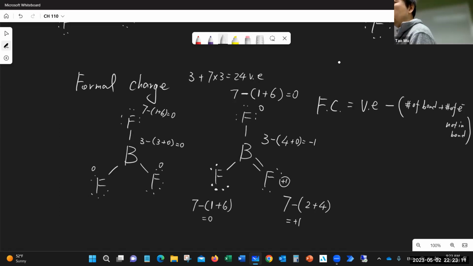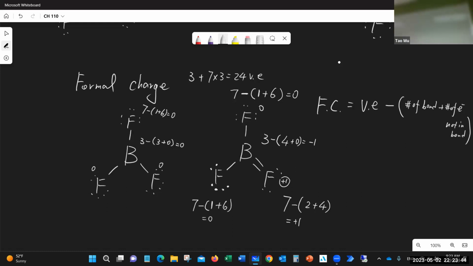But in this one, one is positive 1 and one is negative 1. So the conclusion is the structure that has more zeros for the formal charge is going to be the better Lewis structure. The one with more zero formal charges will be the better Lewis structure. Are you clear?